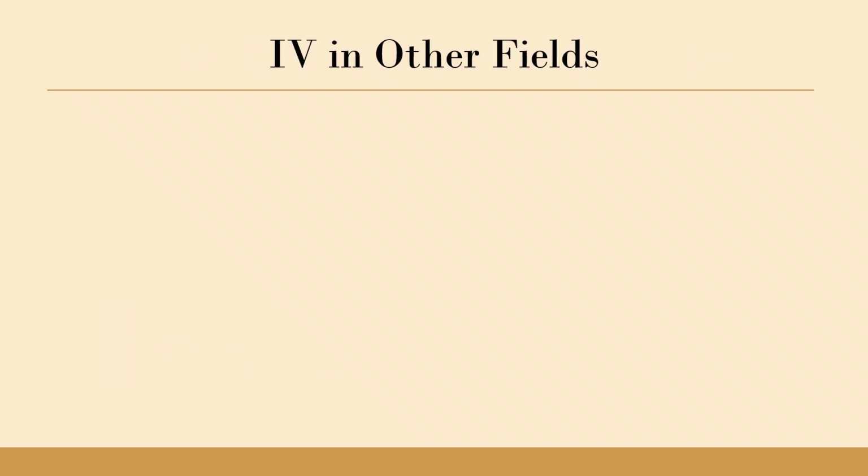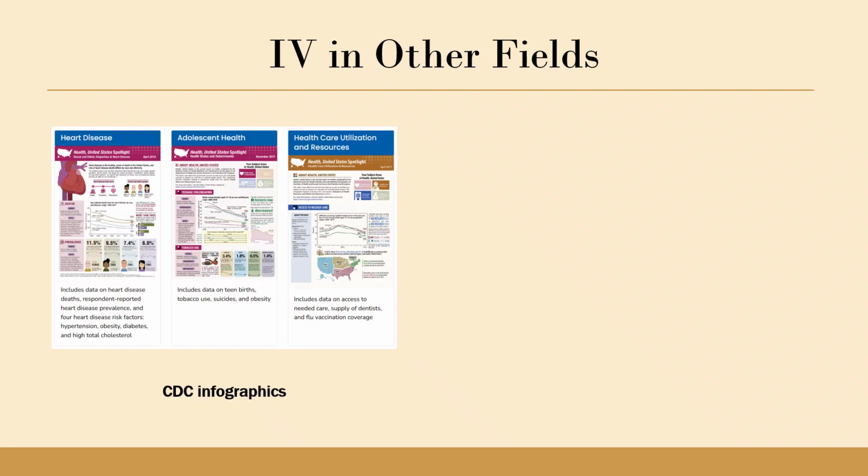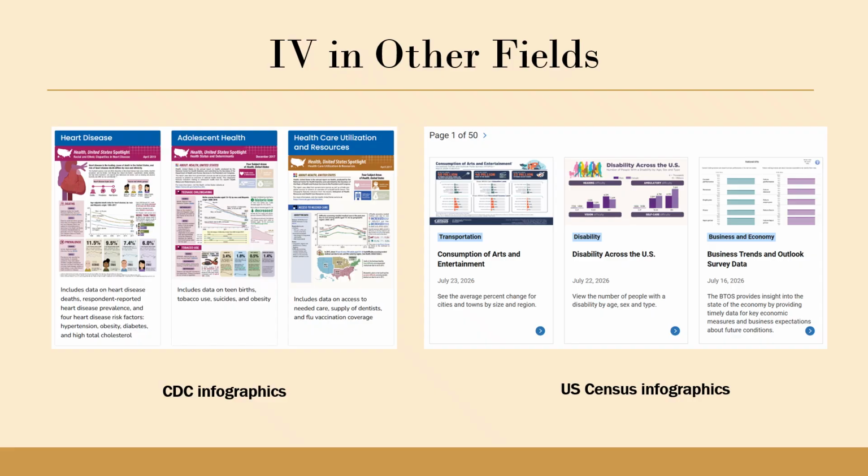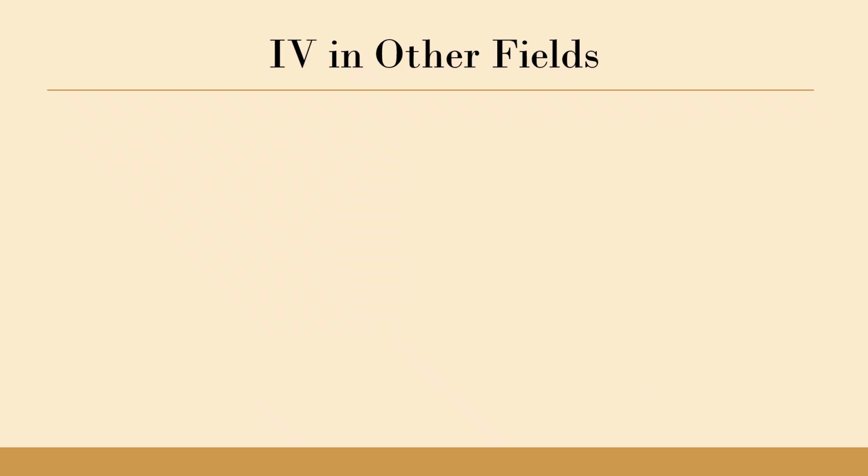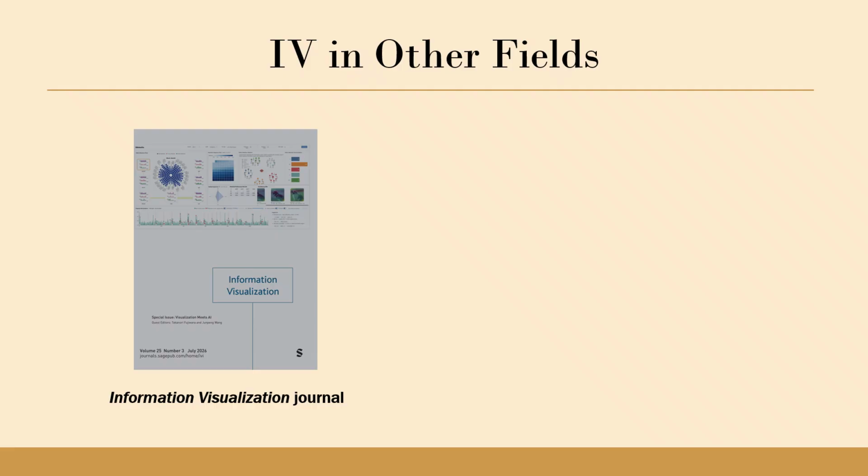Now let's look at IV outside LIS. Many other fields use IV too, like computer science, business, humanities, and statistics. It's also commonly used in public health and government because there's a higher expectation of data transparency. Here are a few examples of infographics from the CDC and the Census Bureau. All of the STEM fields use IV. There's a journal called Information Visualization for professionals in tech, engineering, and electronics.